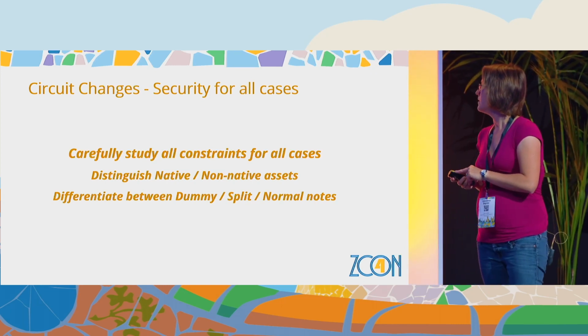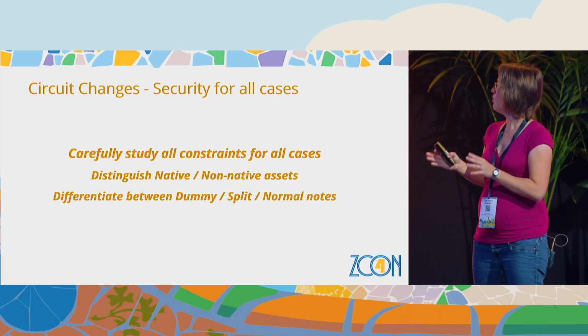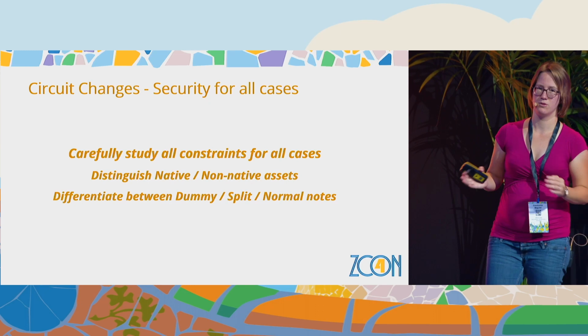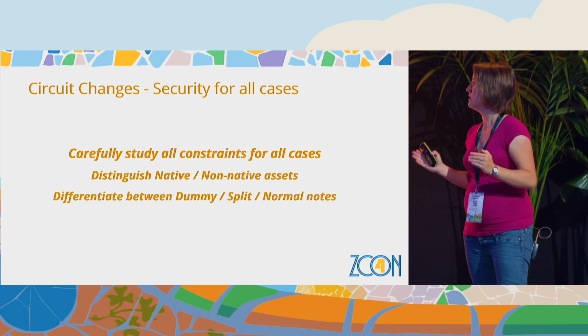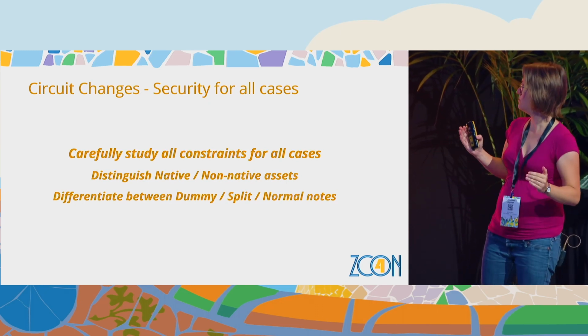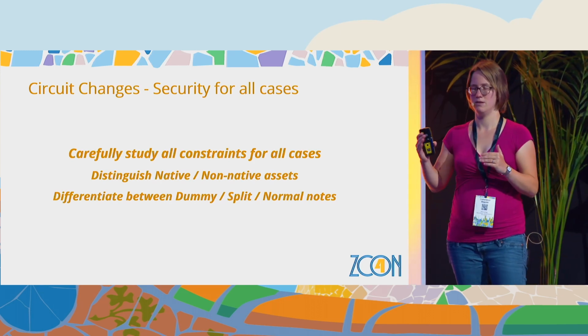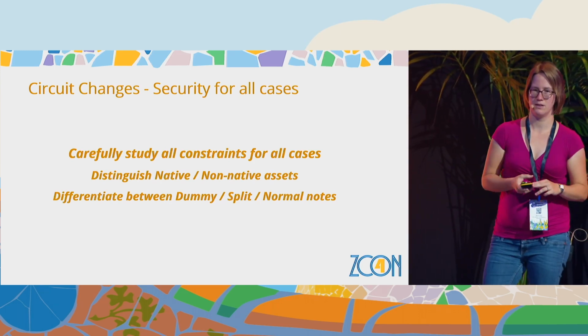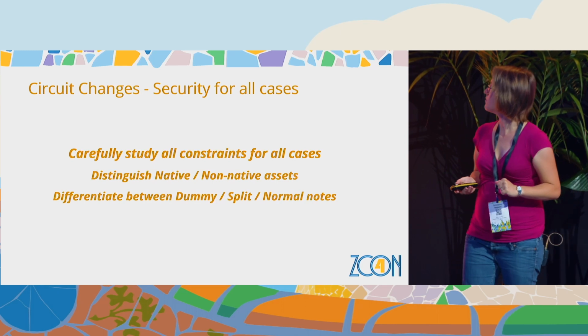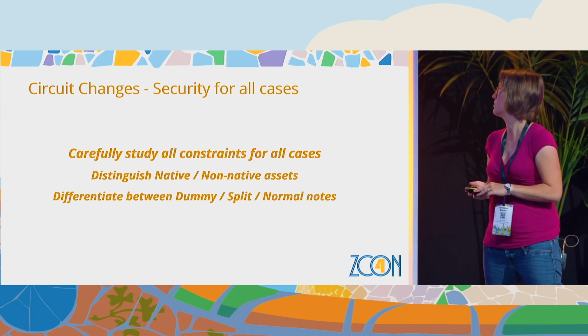Finally, we have to carefully study all constraints for all cases, because now we have many different cases: native, non-native assets, dummy, split, normal notes, and it is quite easy to forget one case when you add some constraints. I will explain it with an example. It will be easier.